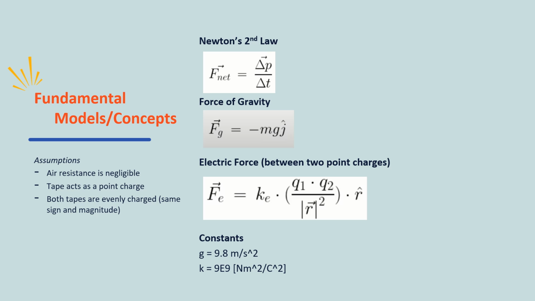For this experiment, we can first assume that air resistance is negligible, the tape is considered a point charge, and both tapes are equal in charge. Additionally, we need to understand three fundamental equations. Newton's second law tells us that the net force on an object is equal to that object's change in momentum over time. The force of gravity is equal to the mass of an object multiplied by the acceleration due to gravity, g. And lastly, the electric force between two charges is proportional to the product of the charges and inversely proportional to the distance between them squared.